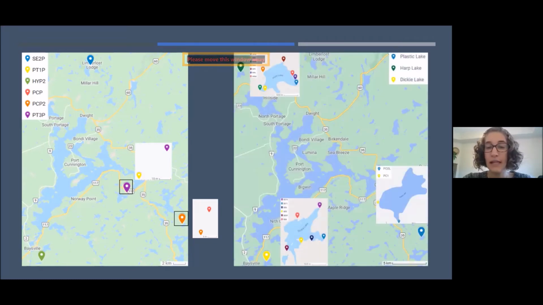The second study focused on 3 headwater lakes, Plastic Lake, Harp Lake, and Dickey Lake, and their associated inflow and outflow streams, in addition to the precipitation stations located near the lakes. There is some cottage development on Harp and Dickey Lake, with cottages being predominantly serviced by septic systems.